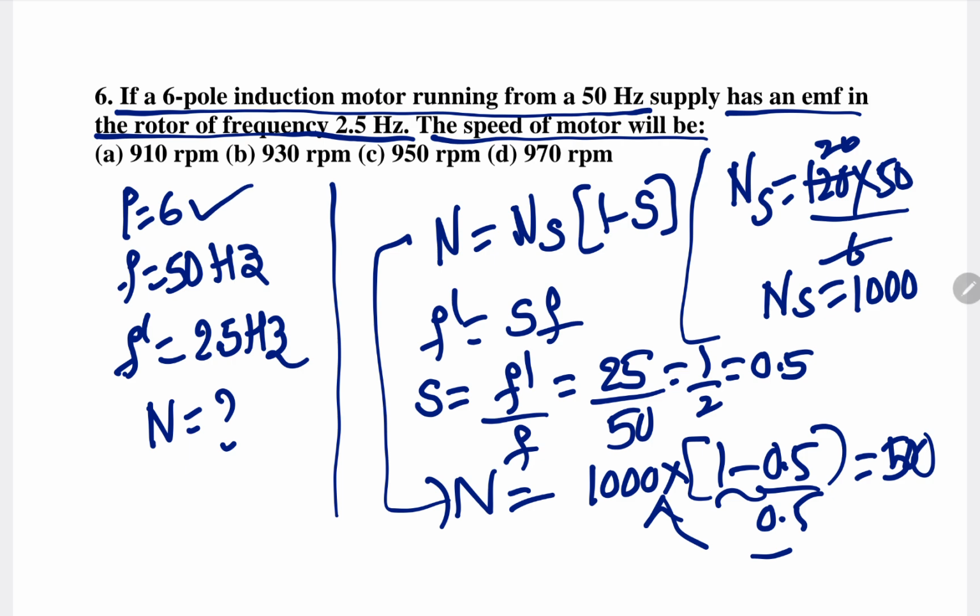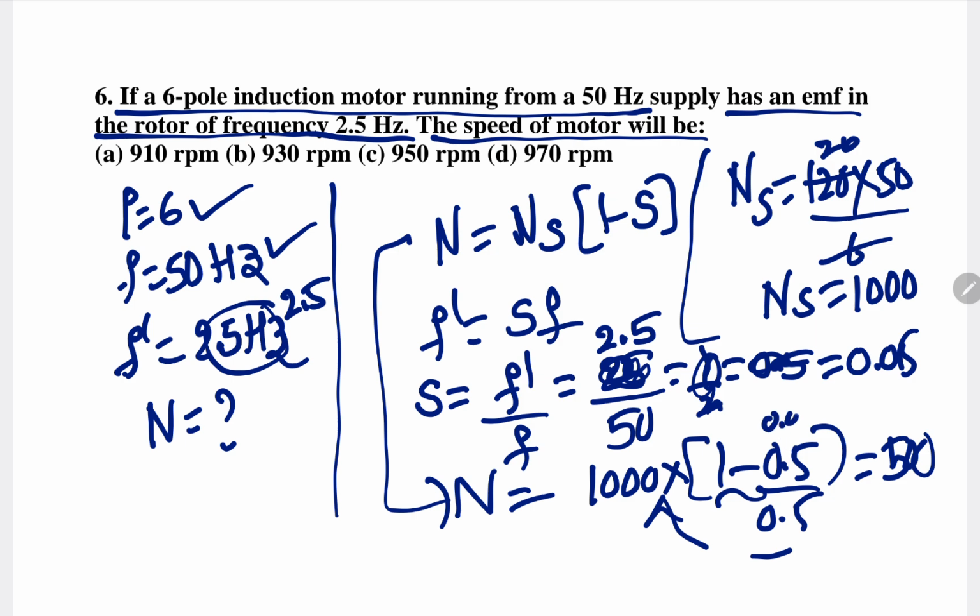If a 6-pole induction motor, P is equal to 6, F is equal to 50 hertz. Sorry, it is not 25, it is 2.5. So F dash is 2.5. So S is equal to 0.05. So N becomes 1000 into 1 minus 0.05, which is 950 rpm. So answer is 950. So here instead of 2.5 I had taken 25, it is 2.5.